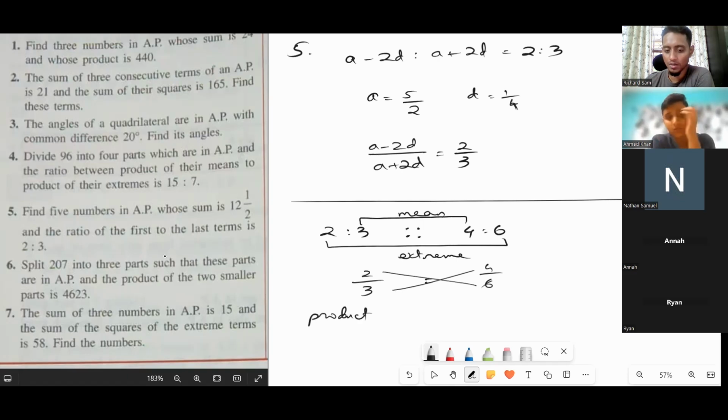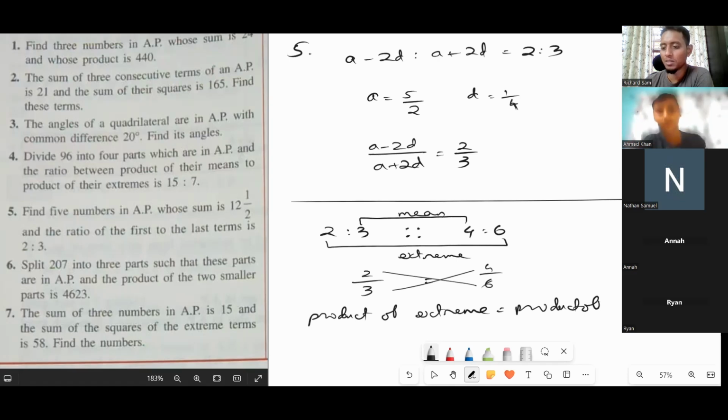Product of extremes is equal to product of means. It's just a fancy way of doing cross multiplication. That's all. It's actually cross multiplication only, but when we write it as ratios, we don't say cross multiplication because there's nothing to cross over here. So that time we say it as product of extremes, that is 2 into 6, will be equal to 3 into 4. Is everyone clear of what this means?